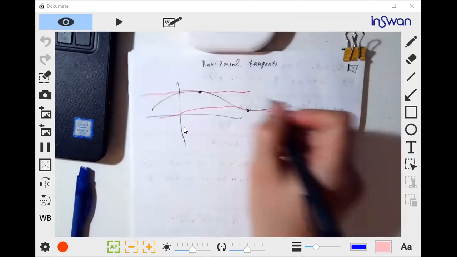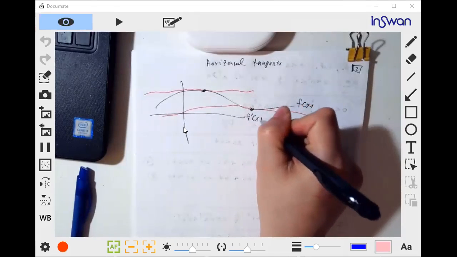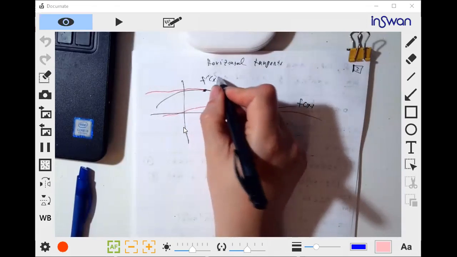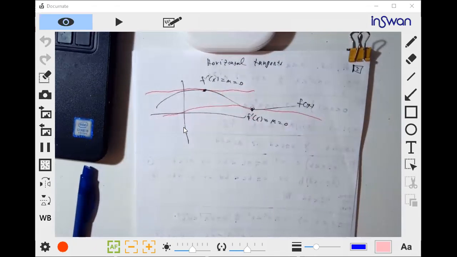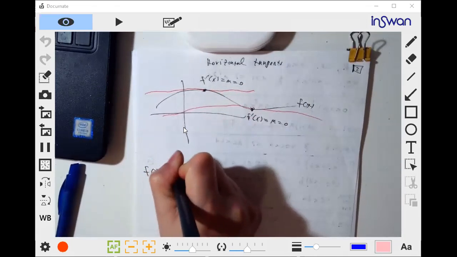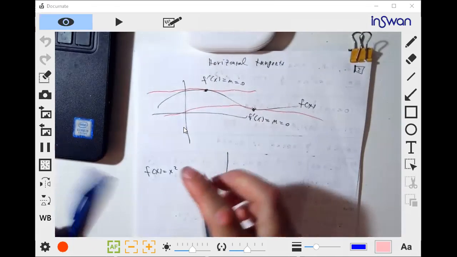This means that at this point, if this is f of x, then f prime of x, which is your slope, has value 0. So we can find all of these values of a function if we find its derivative and set it equal to 0. So for example, what about f of x is equal to x squared? This is our beloved parabola.